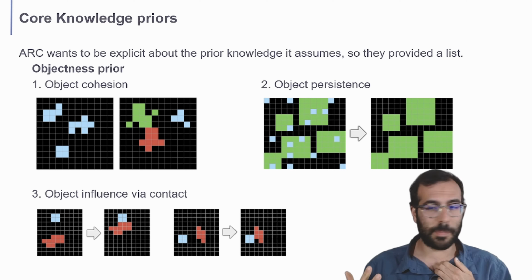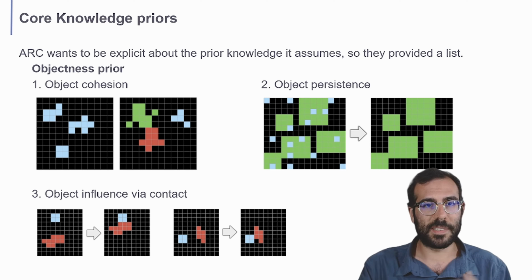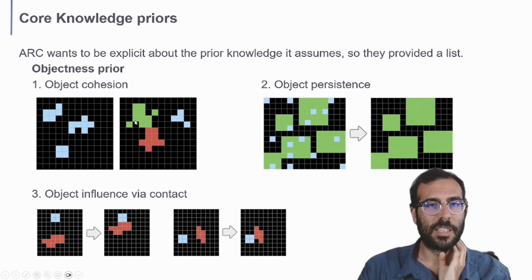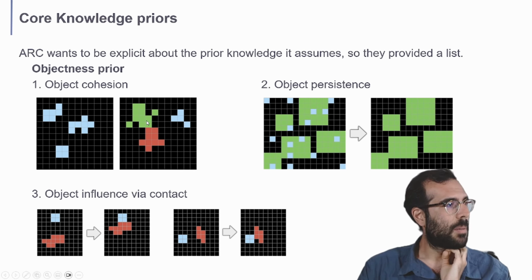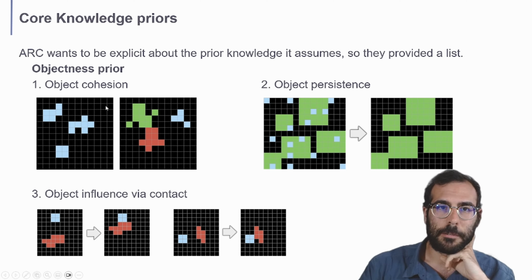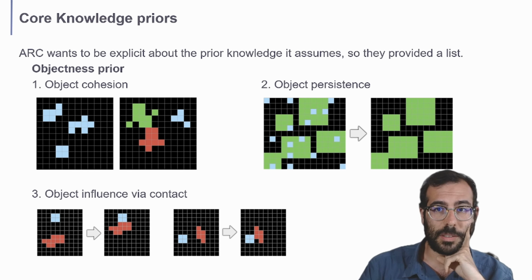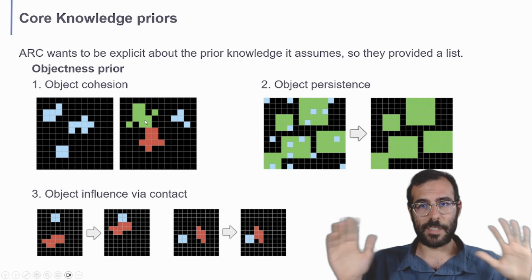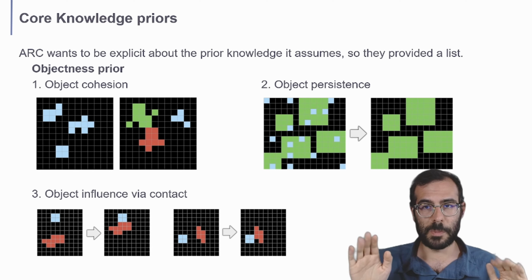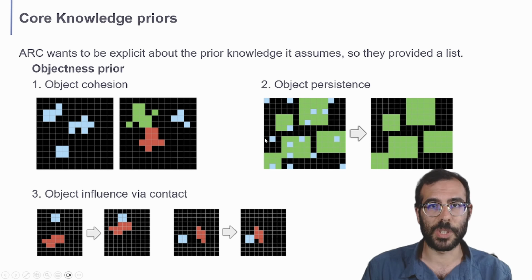So you have an objectness prior, and that includes things like object cohesion, object persistence, and object influence via contact. Here you see this and you immediately think, well, this is an object, and this is an object, and this is an object. But it's not just about connected regions on the grid. It also can depend on colors or other things. Sometimes you have an object which is partially occluded by a different object, so you can have more complicated patterns for what counts as an object.